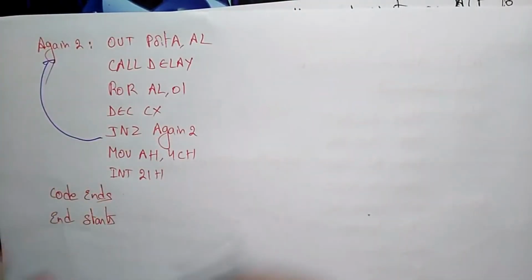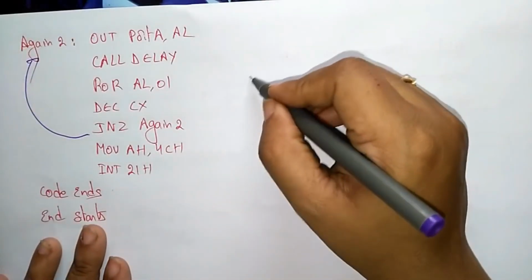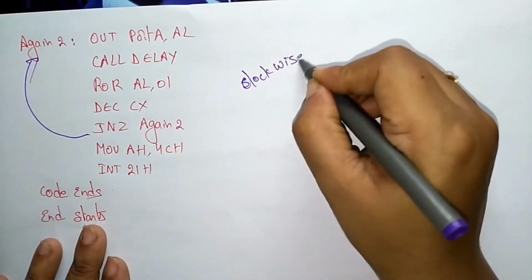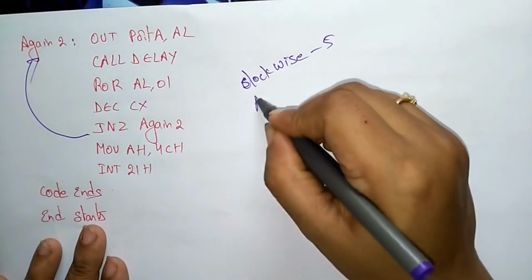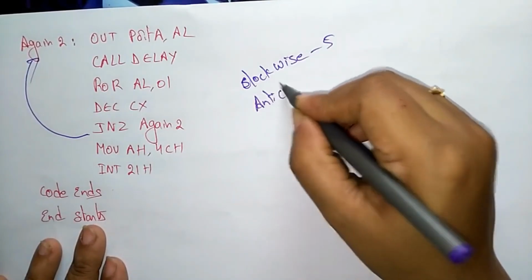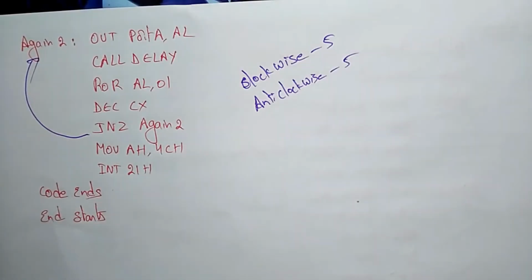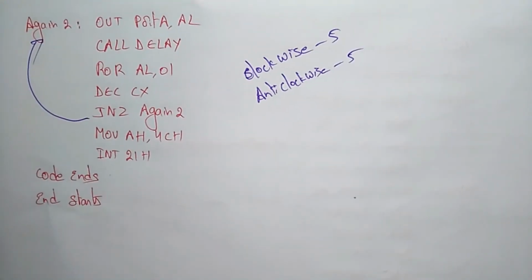Here we have written the program for rotating clockwise 5 rotations and anti-clockwise 5 rotations. So this is about the stepper motor.